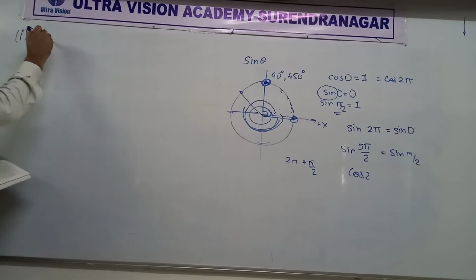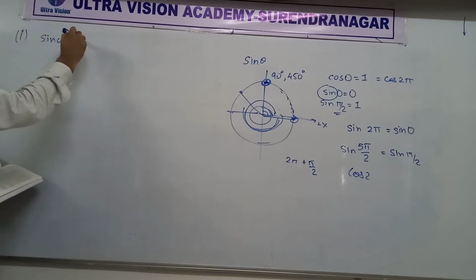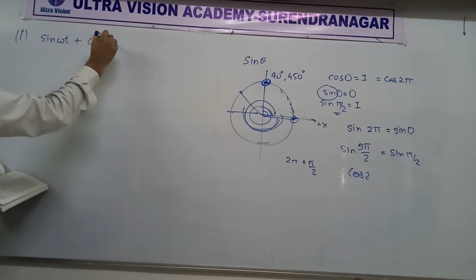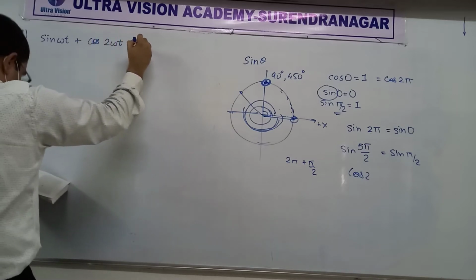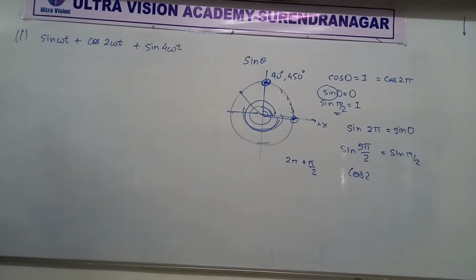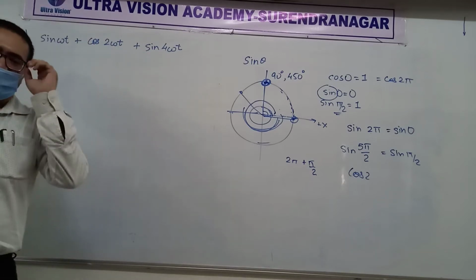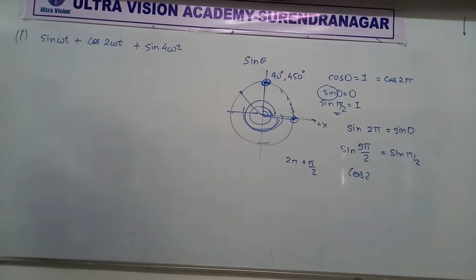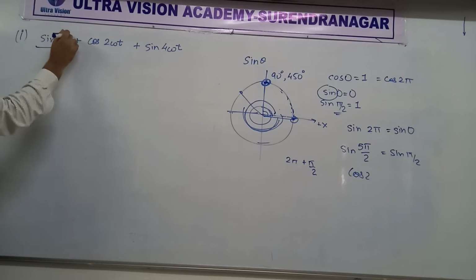is sin omega t plus cos 2 omega t plus sin 4 omega t. Okay, so that's the second. It's a similar question to the first one, but instead of 2 terms, you have 3. So how are we going to do? Simple, just like we did earlier. Look at this.